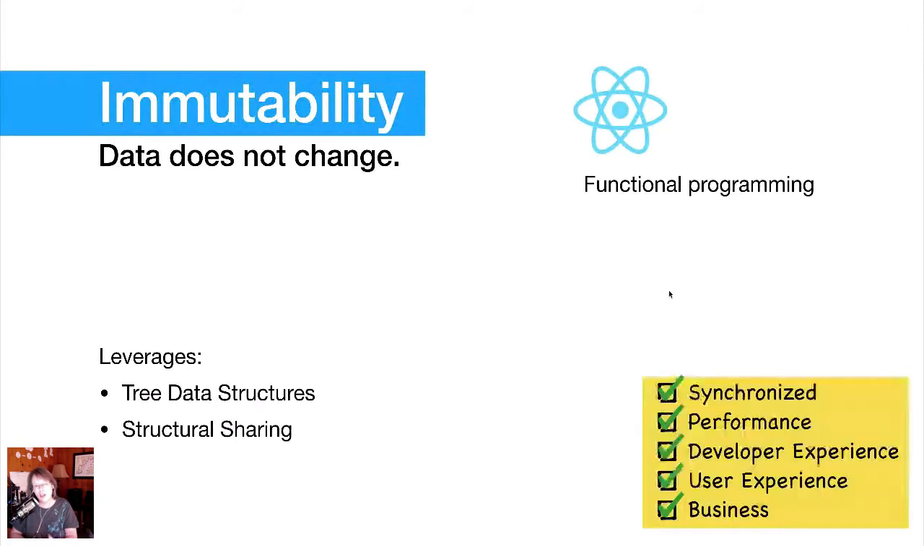Okay, this ticks all the boxes. We get synchronized data. We can rely on our data throughout our entire application. Yes, we do. There's performance in this, in that structural sharing. We get a bump in performance. We get developer experience because now, hey, we have less complexity, less bloat. We can pull some of that stuff out. We get the user experience because users are going to be happy, right? They can rely on the data. And then, of course, the business is going to be happy too.